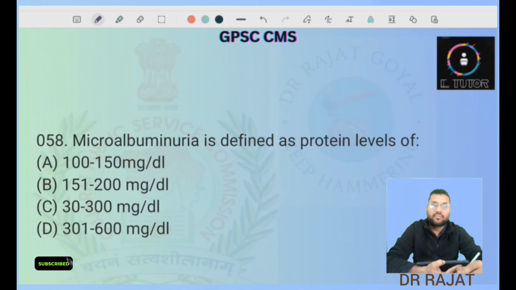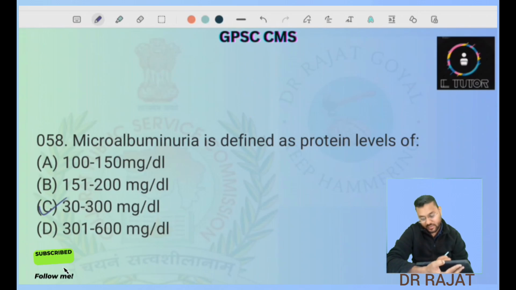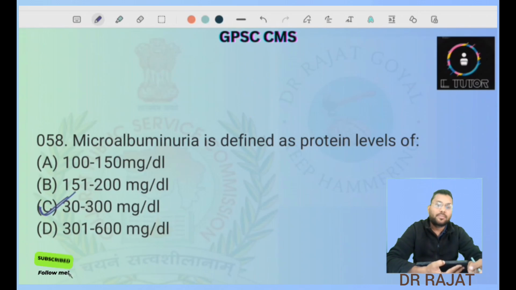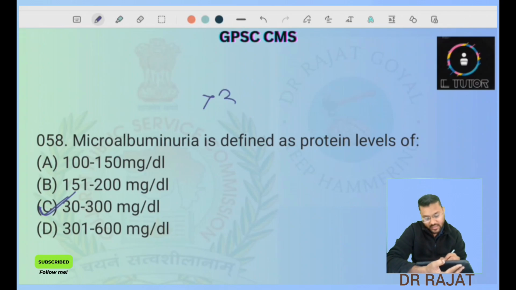Microalbuminuria is defined as protein levels of? If we talk about microalbuminuria, then it is 30 to 300 mg per dl. But if we talk about the macro one, then it is greater than 300 mg per dl.